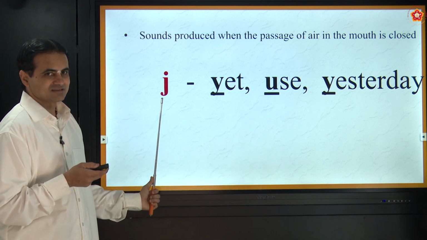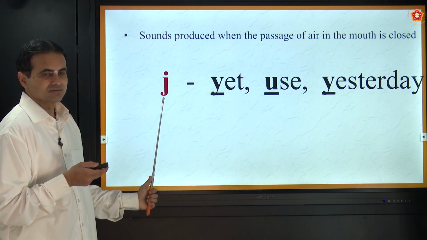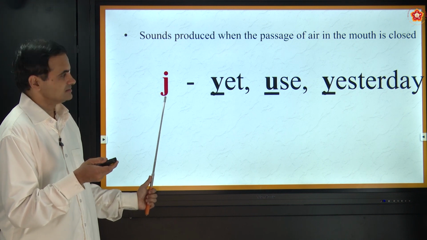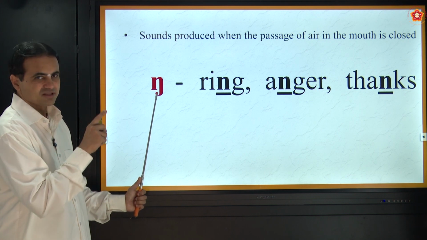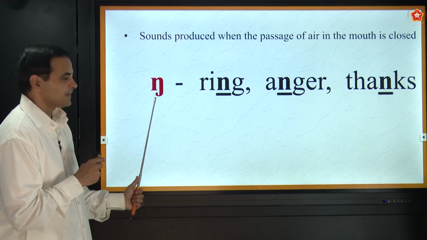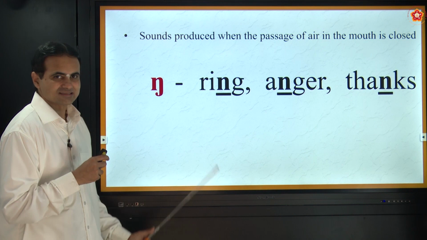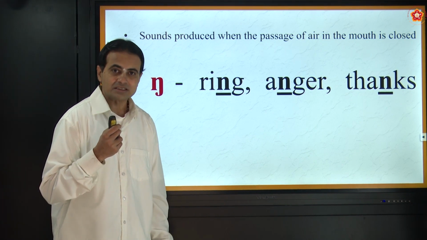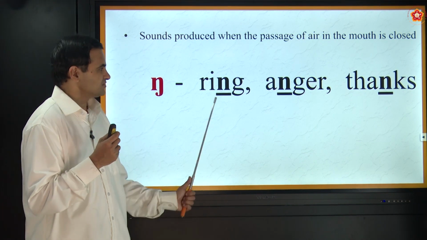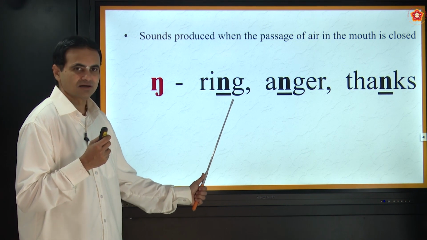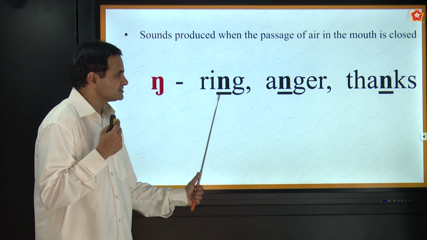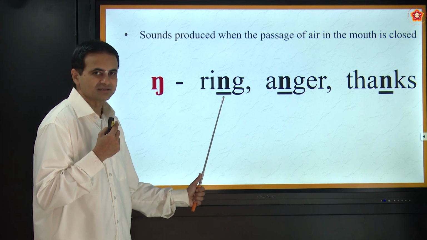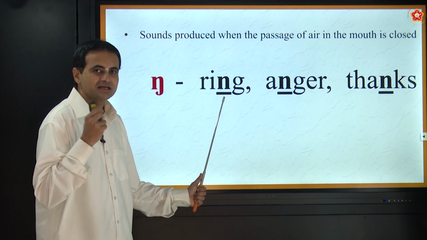So, this J represents the sound Y. Next one, this symbol, kind of N with a curve at the ending, represents the sound ng. See, for example, ring. When we say ring, the sound where it is underlined, shown by underlining the letter, that sound which comes there is ng.